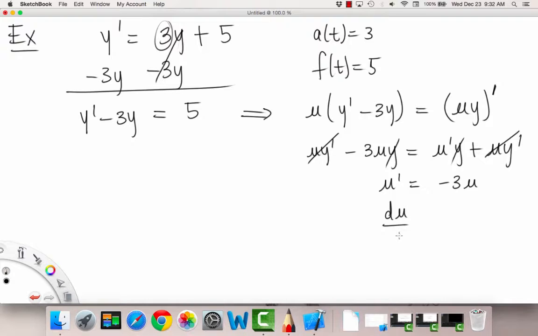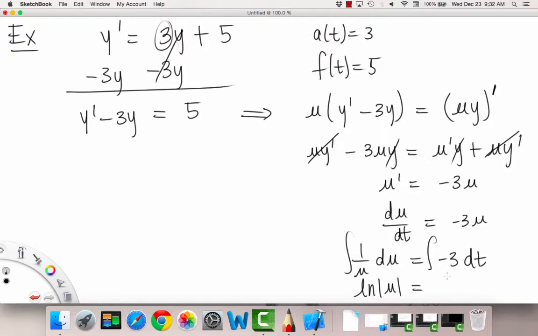So we get d mu dt is equal to negative 3 mu, and then we have a mini separable equation here, so negative 3 dt. We integrate, so we get ln of mu is equal to negative 3t, and we just exponentiate both sides, so e to the whatever. So ultimately our mu, our integrating factor, is going to be equal to e to the negative 3t.